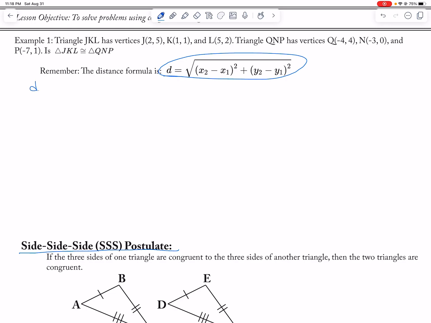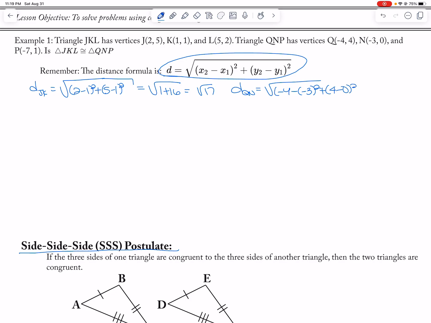So I could find the distance of J to K, which would be 2 minus 1 squared plus 5 minus 1 squared. So I could get the square root of 1 plus 16, which is root 17. And then if I did Q to N, I would have -4 minus -3 squared plus 4 minus 0 squared, and I would also get root 17.